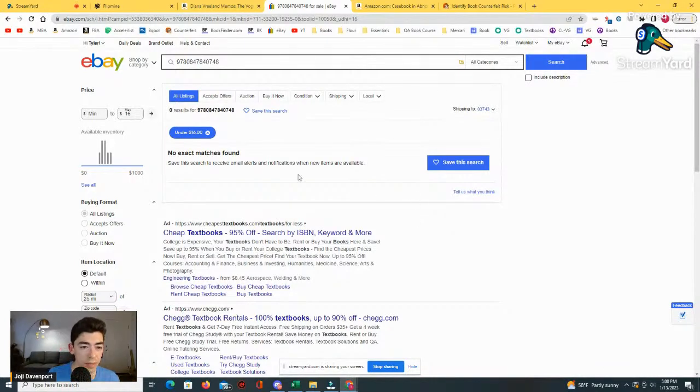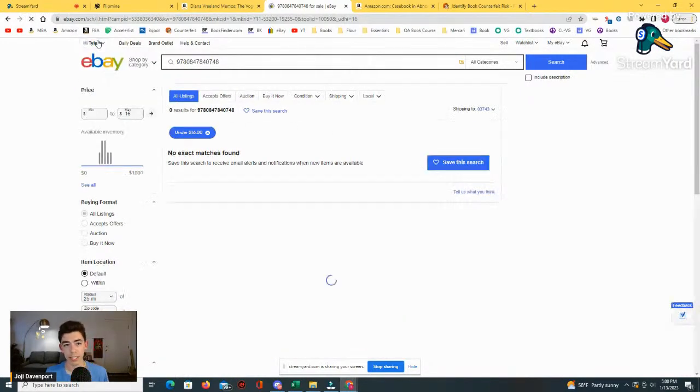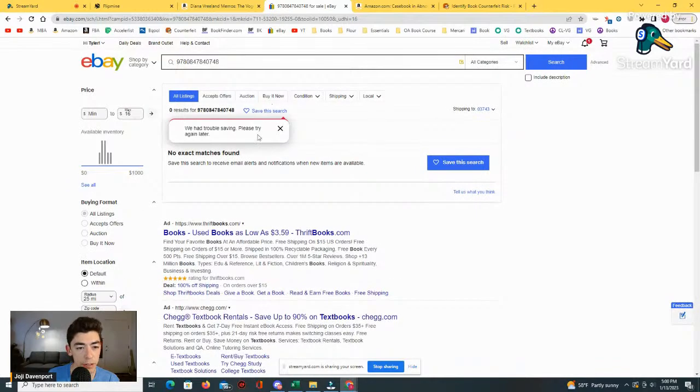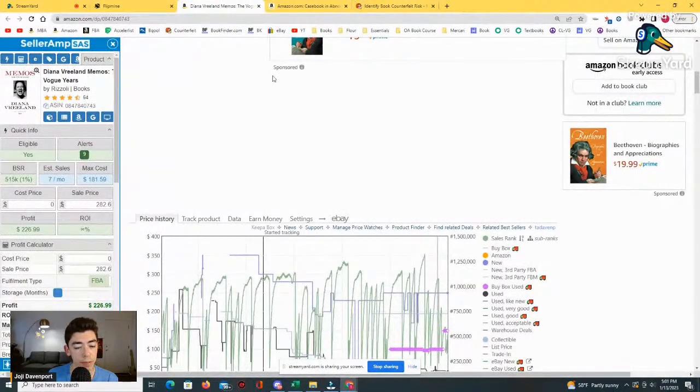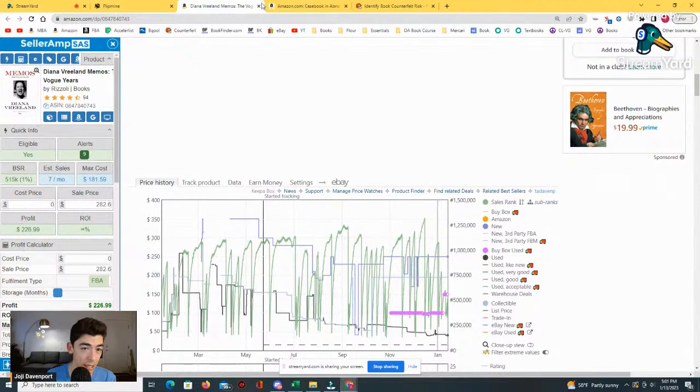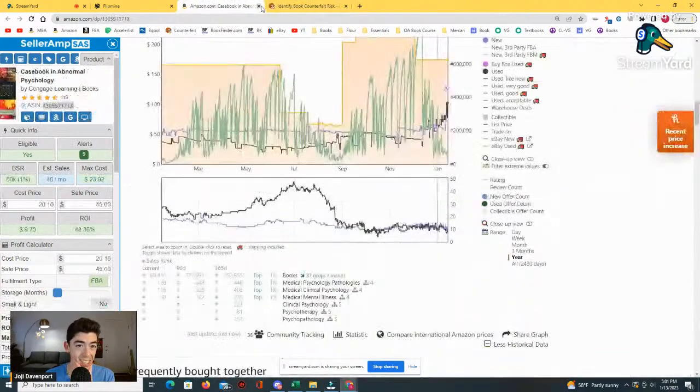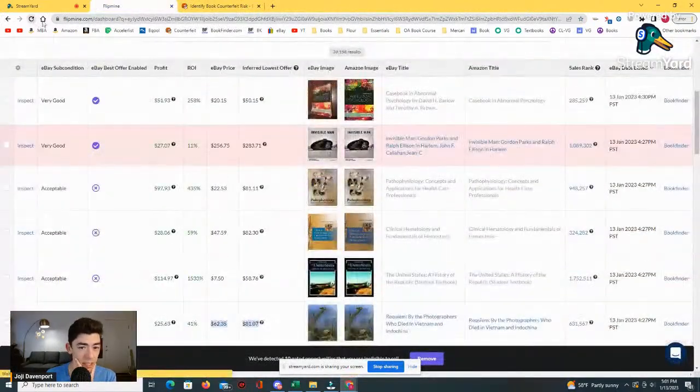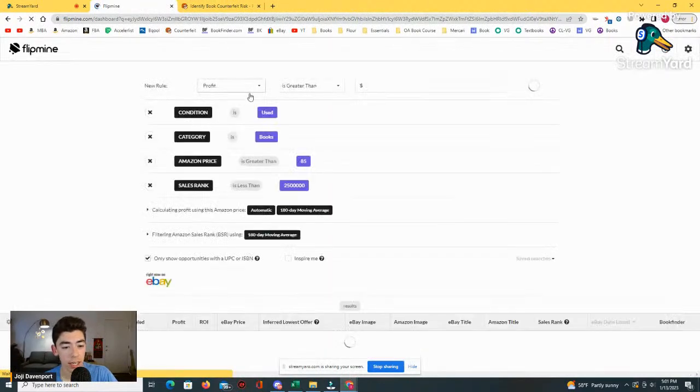But what I could do is I could save the search. I click here or here, and you can see it says, oh, we have trouble saving. So looks like they don't want me to give the example of how to do this. But if you save the search, it'll say we'll send you an email notification if this ever happens. So it's another interesting feature that you can use to track books on eBay. Let's keep going. Let's see if FlipMine has gone ahead and refreshed it all.